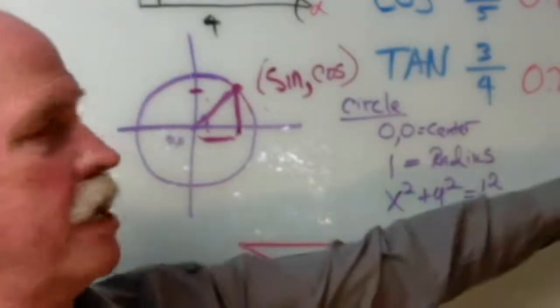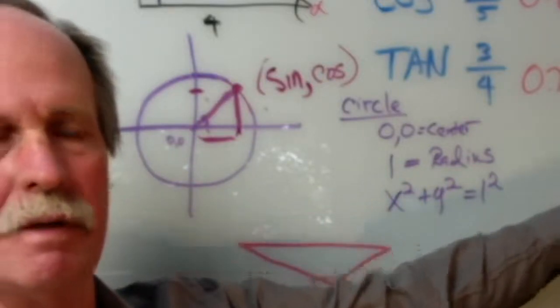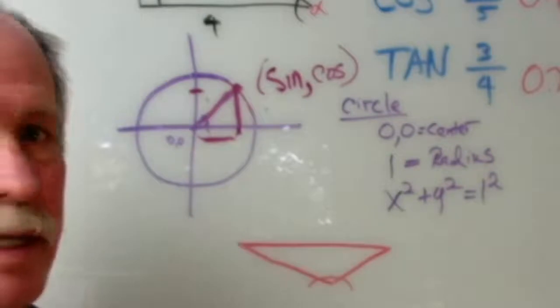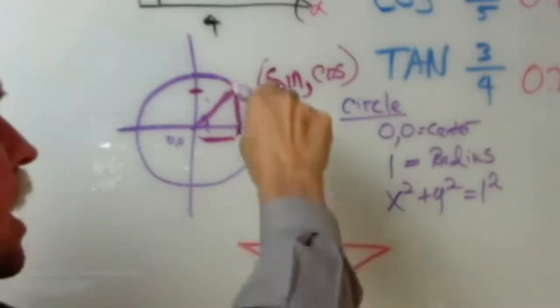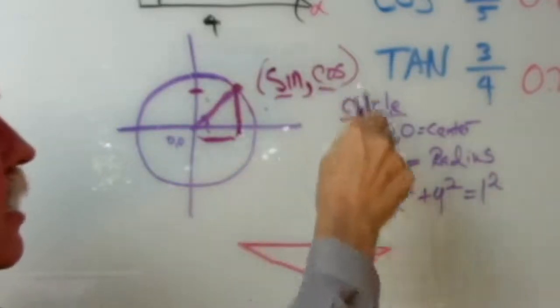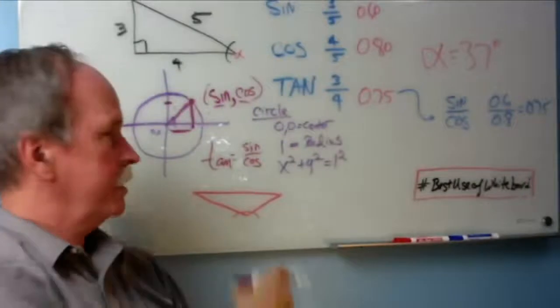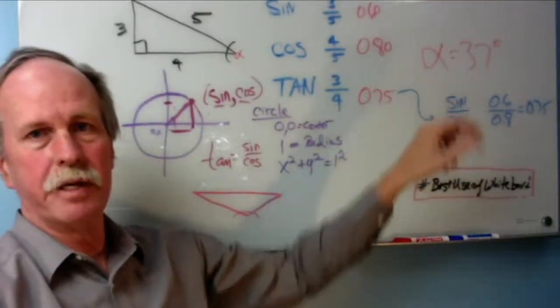Now remember when we talked about this over here where sine over cosine equals tangent? Well, that's where it comes from. Tangent is opposite over adjacent. The opposite is the sine. The adjacent is the cosine. So tangent is sine over cosine. And we demonstrated that right over here with the actual numbers.